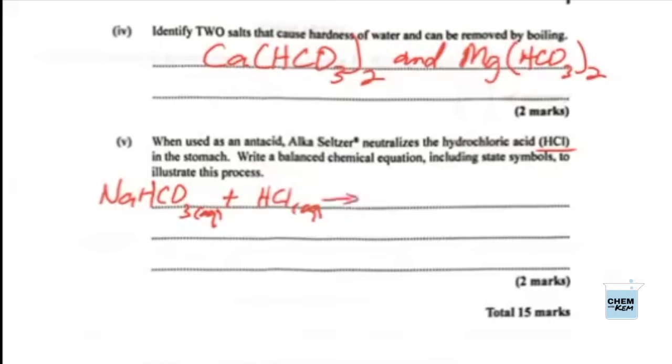Now this is a hydrogen carbonate and an acid, so we would get a salt. Sodium chloride is our salt, that's aqueous. We would get water and we'd get carbon dioxide. All right, I'm seeing one sodium on the left, one on the right, one chlorine on the left, one on the right. The carbonate breaks down to give CO2 plus the oxygen from the water. So this looks balanced. So that would give us our full 15 marks and full marks for the entire paper.